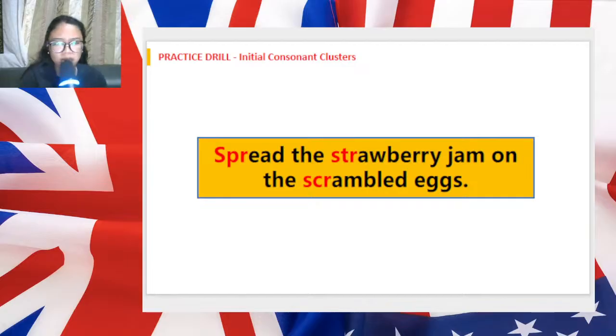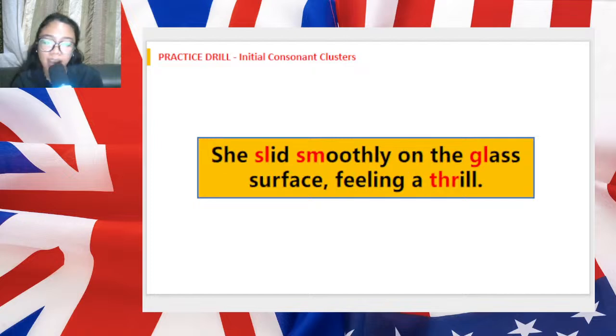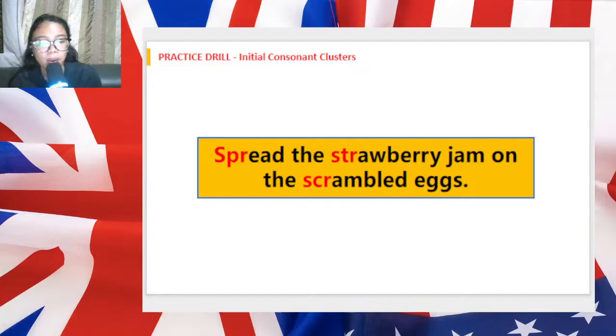Strawberry jam on the scrambled eggs? Well, it does not sound yummy at all, but yeah, we have our own preferences and I respect that. Again, this sentence is: spread the strawberry jam on the scrambled eggs. And I think that's the last.